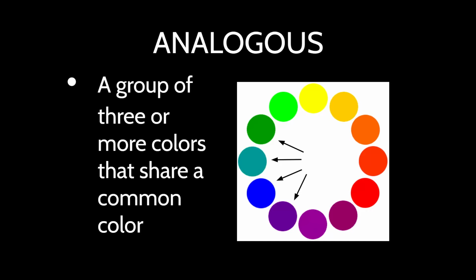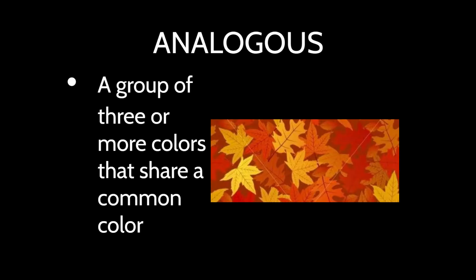Now, analogous colors are a group of three or more colors that share a common color. Now, that's kind of confusing here, but basically, analogous colors are on the same side of the color wheel. They're kind of buddies. They hang out together, and all the hues are similar in the way they appear. So it's going to kind of create a look. It's going to look like a monochromatic look if you do analogous paintings. Here's an example of analogous colors right here.